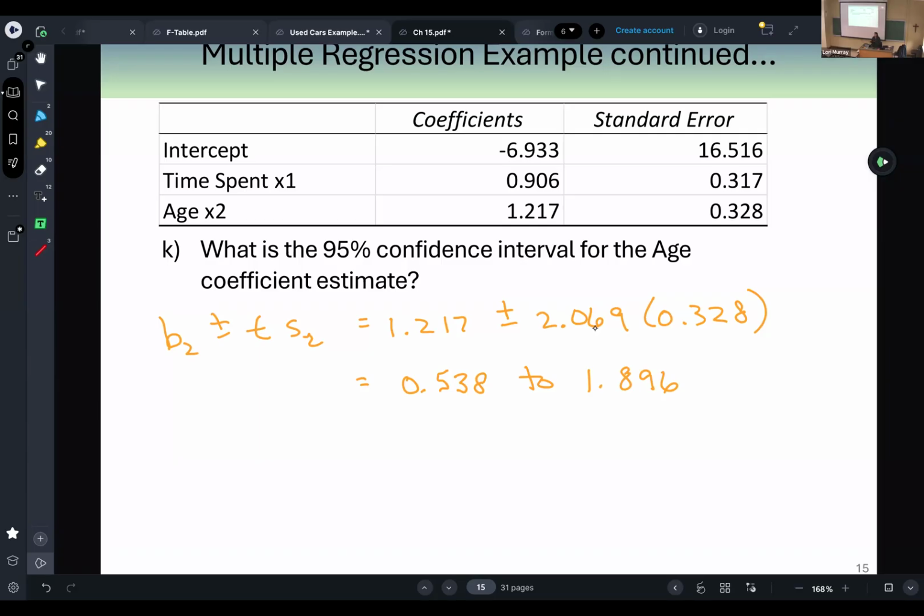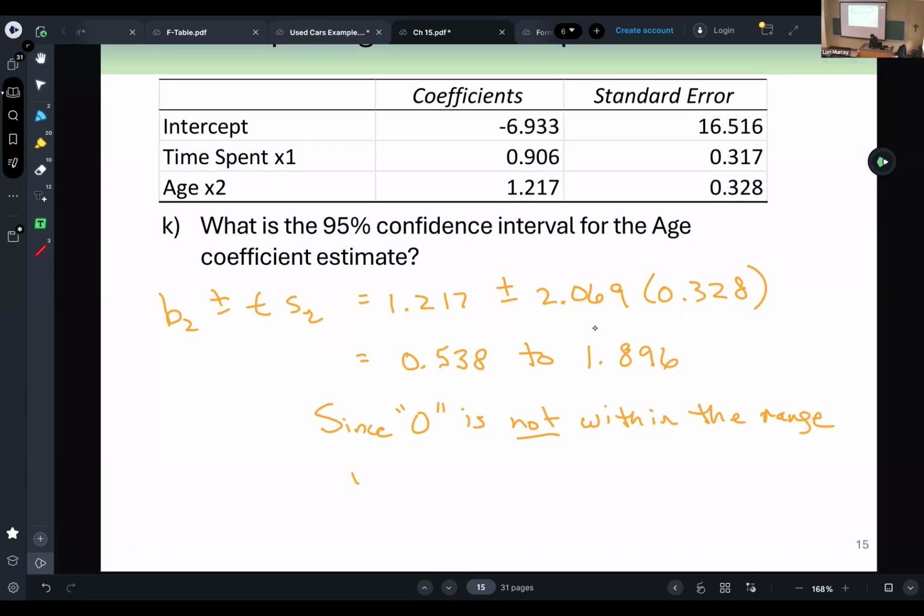And again, you can come to the same conclusion, since zero is not within the interval, within the range, or whatever way you want to say it. If it's not within the range, we can conclude age is significantly related to sales. Plain language for a manager who knows very little about data analytics.